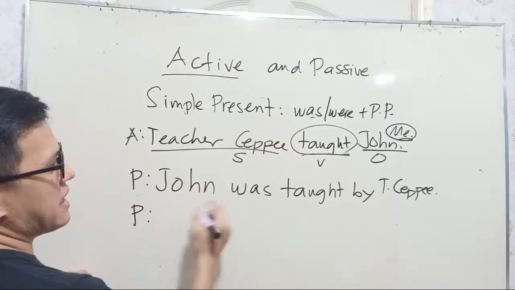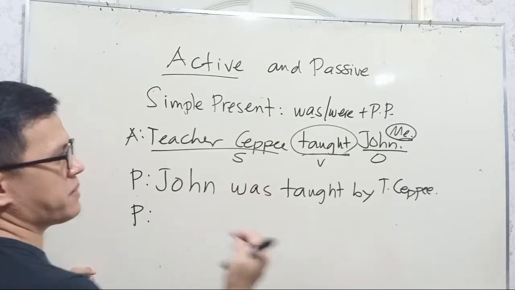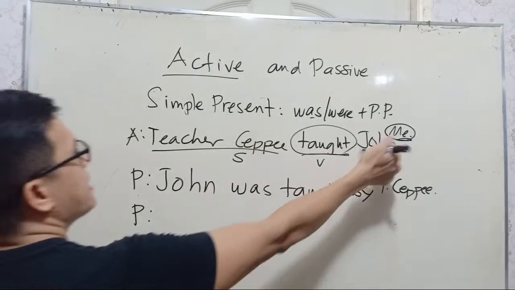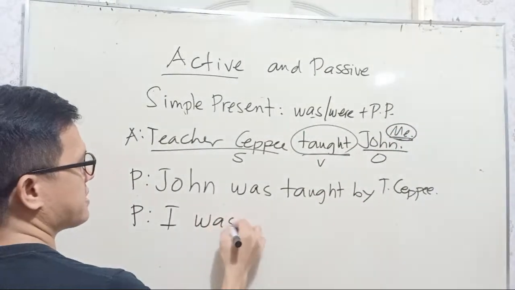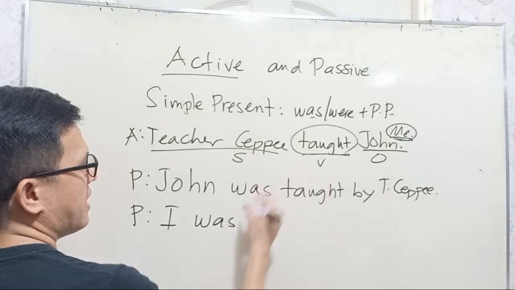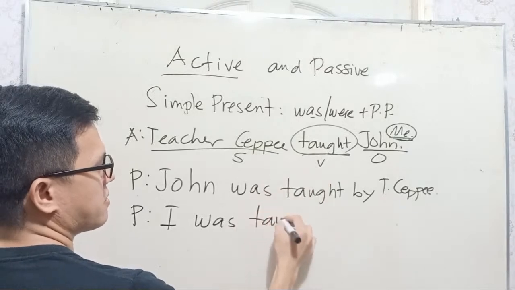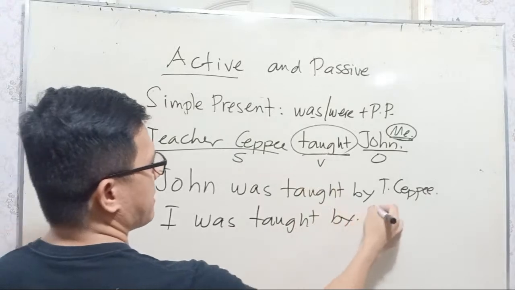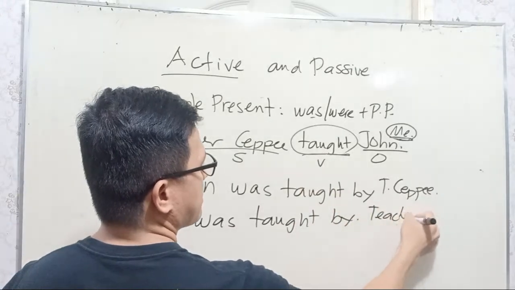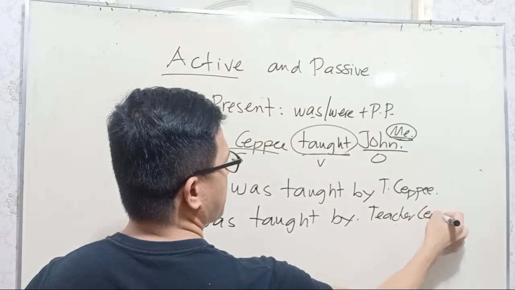We don't say "me was taught by Teacher Seppi." No, it's wrong, because the subjective form of me is I. So we say I was, was again. I was taught, past participle of teach, by Teacher Seppi. That's how we do it. Okay, Teacher Seppi. There you go.